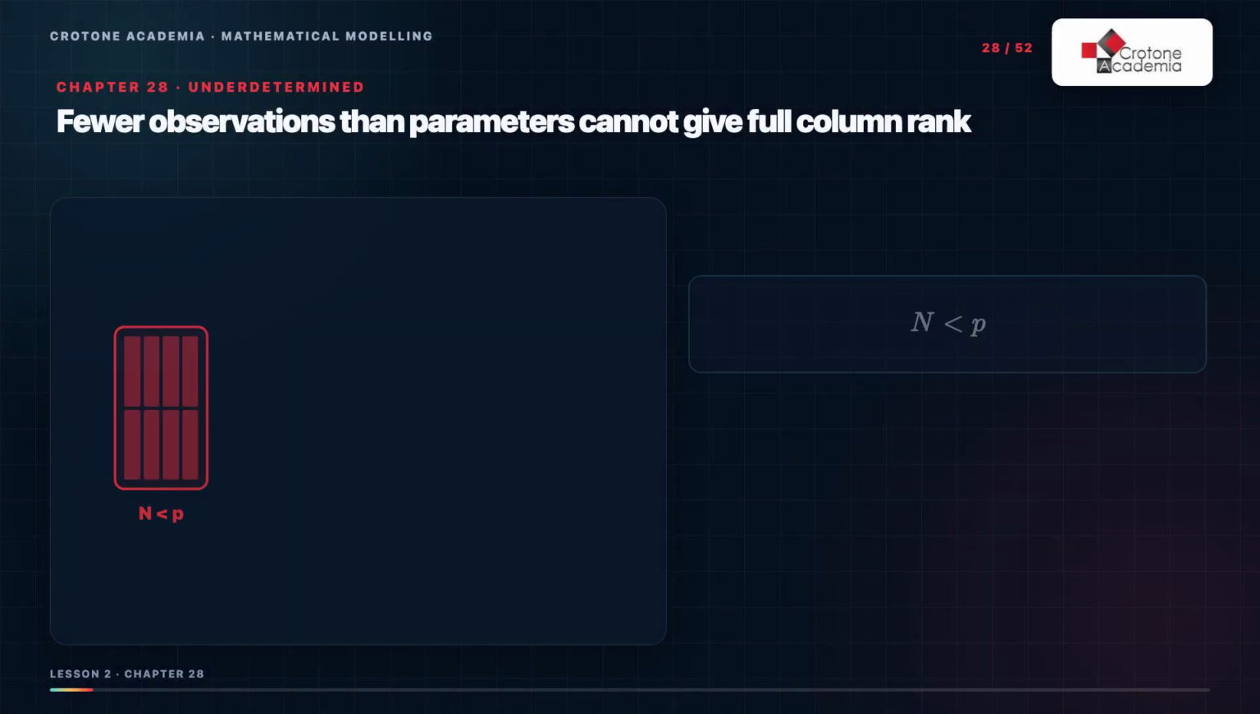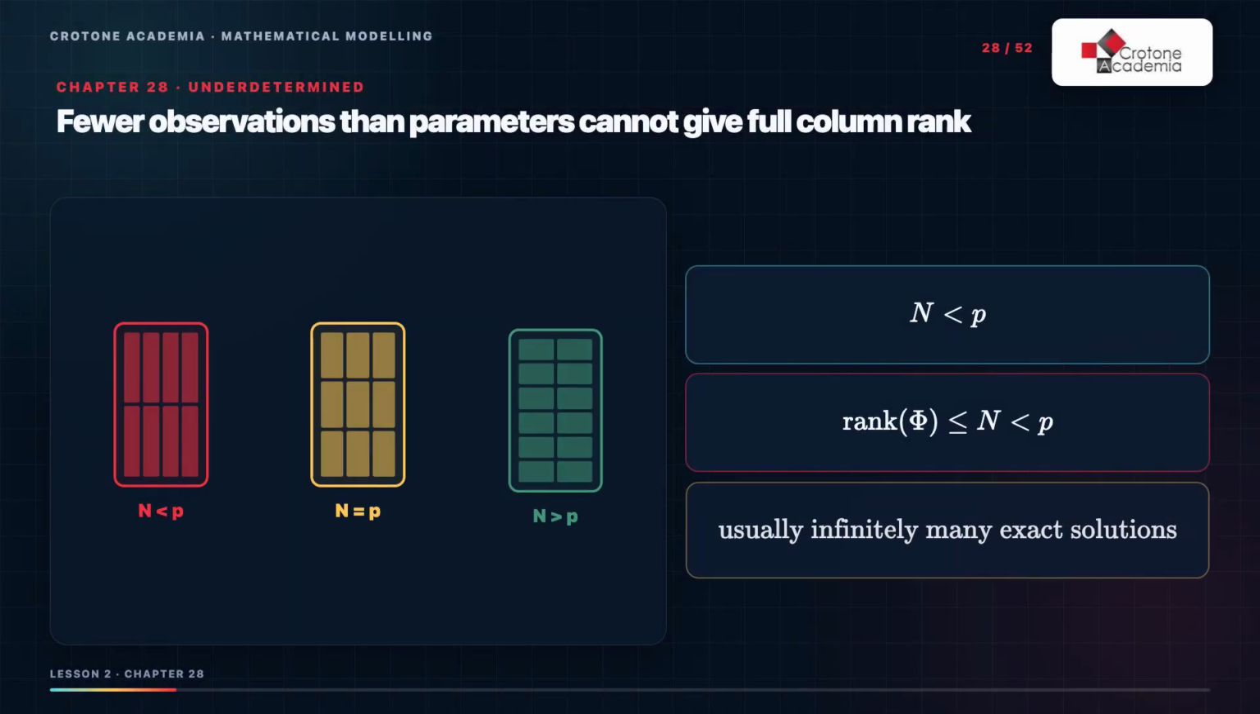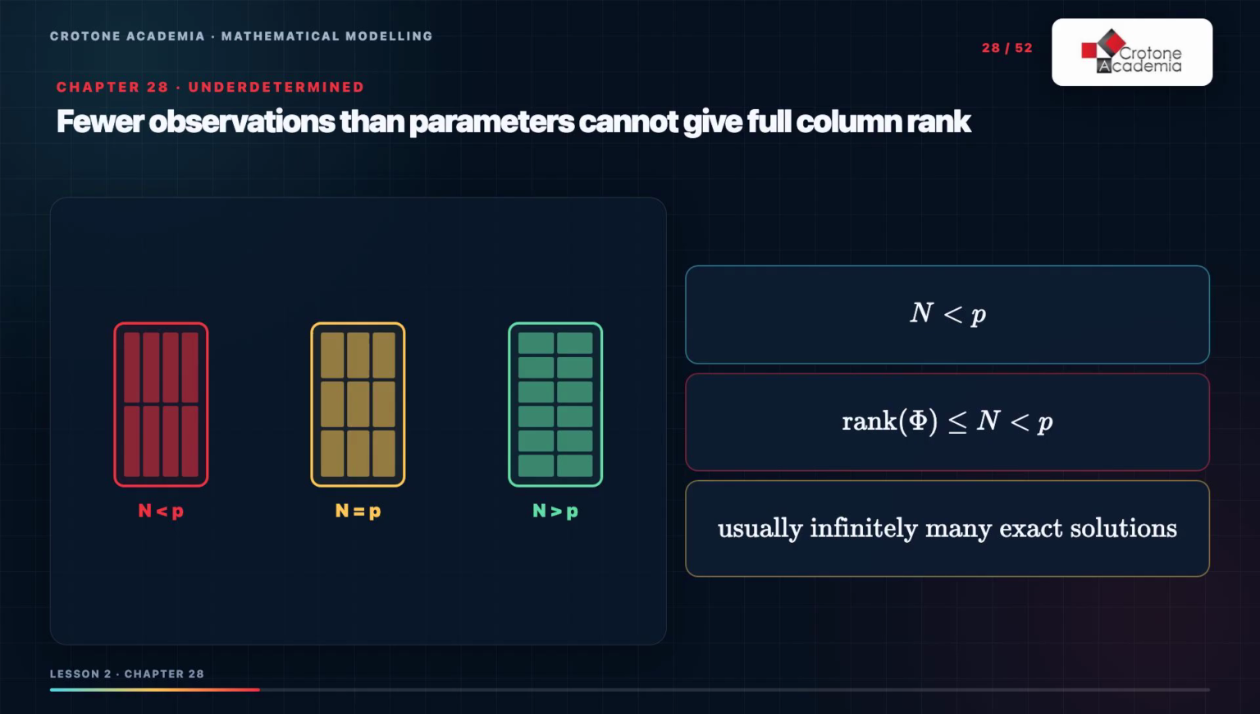When n is less than p, there are fewer scalar equations than unknown weights. Rank cannot exceed the number of rows, so full column rank is impossible. If the equations are consistent, there are generally infinitely many exact parameter vectors. A 4-parameter model with only 2 observations cannot be uniquely identified from those 2 constraints. Extra assumptions or additional independent observations would be required.